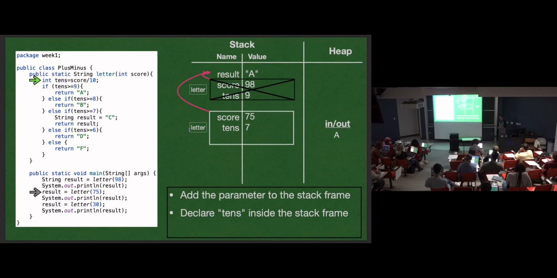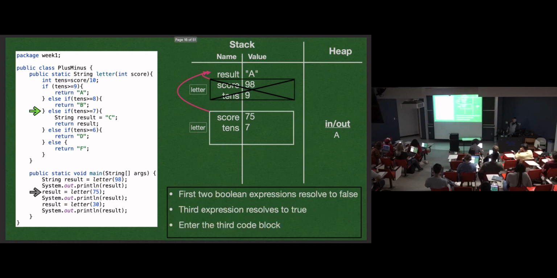Score gets 75, tens gets the tens digit, 7. We're going to check if tens is greater than or equal to 9, that's false. So go on to the else if tens is greater than or equal to 8, false. Go on to the next one, tens is greater than or equal to 7, true. Now we're going to hit this case of 7 in the tens digit. And we have a new thing here, a new concept or a new notation, however you want to call it, in your memory diagrams. We have a variable that's being declared inside of a code block.